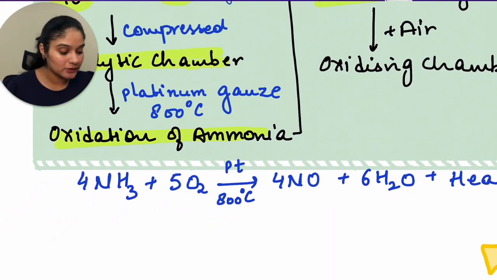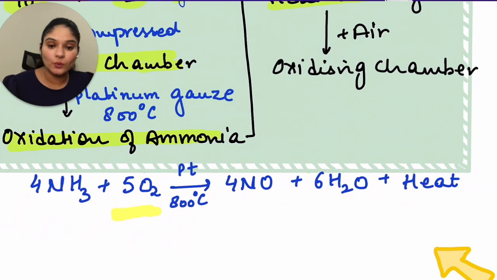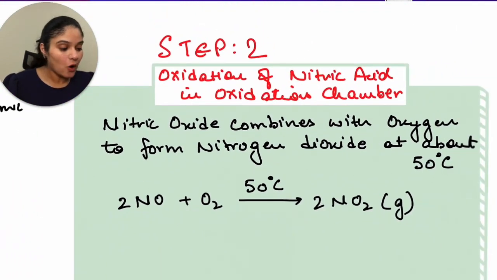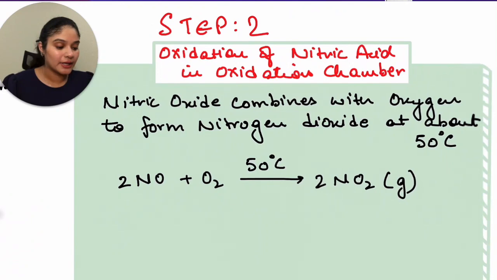Now let's look at the equation. You have ammonia adding oxygen to it in the presence of platinum at 800 degrees Celsius. You get NO, water and heat. This equation is important at step 1. Then move to the second step, oxidation of nitric oxide in oxidation chamber.